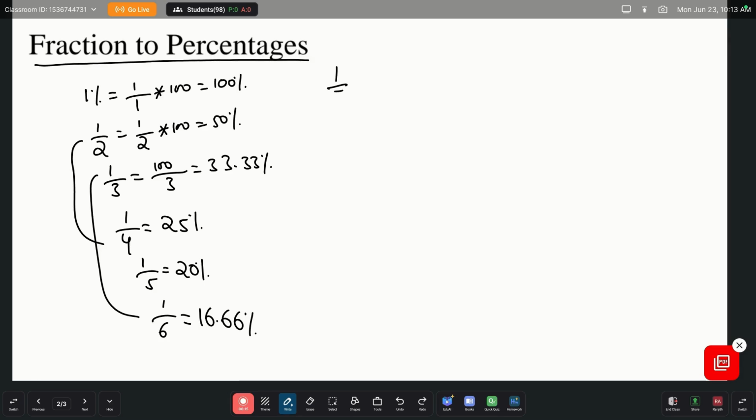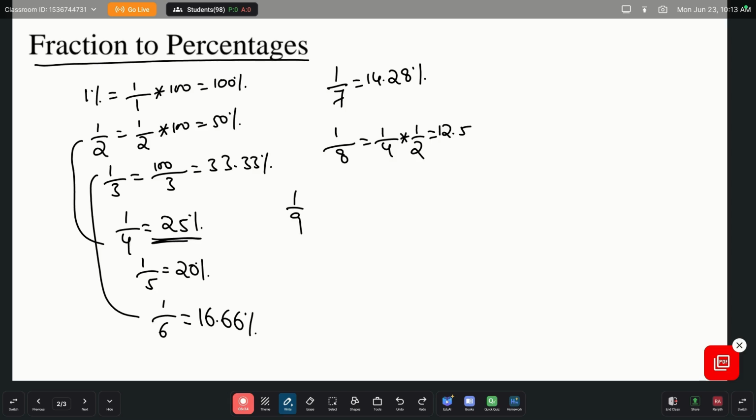Next, 1 by 7 equal to 14.28. 1 by 8 equal to 1 by 4 into 1 by 2. 1 by 4 is already 25. So half of 25 equal to 12.5.